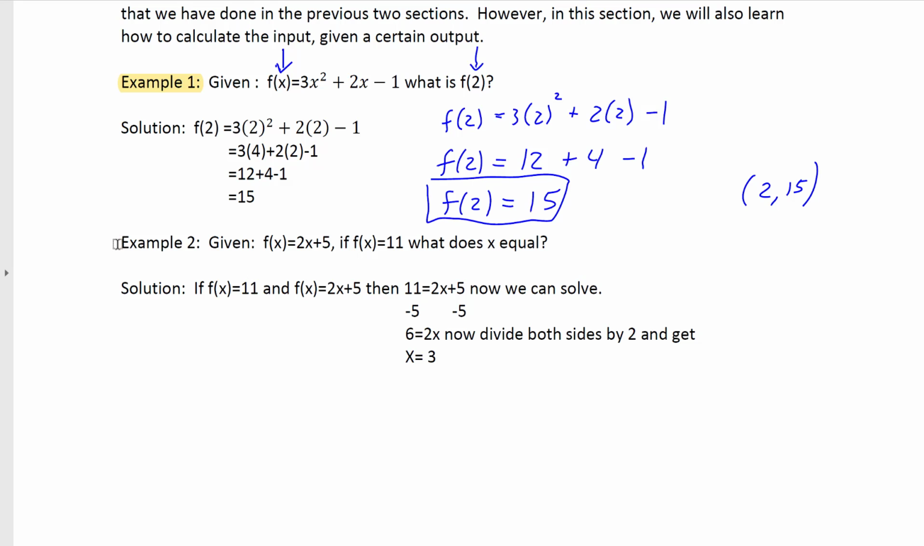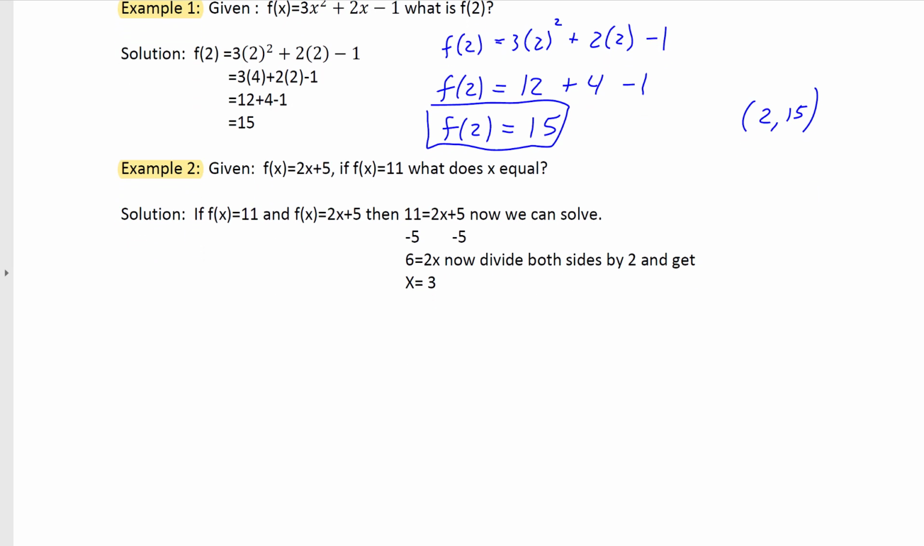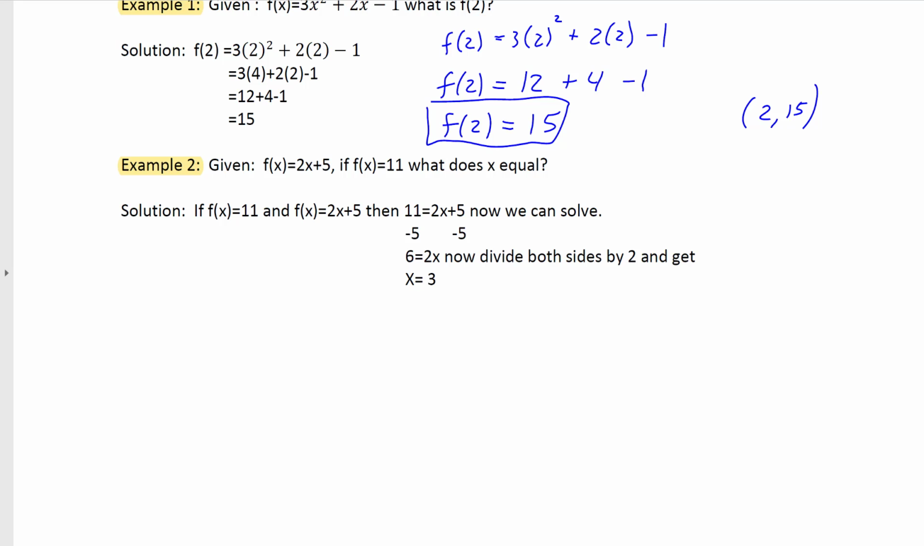In example 2, this is the one that's a little bit different, a little weird. It's not too bad though. Don't let me scare you off. All right, here we're given f of x is equal to 2x plus 5. So let me write that down here. F of x is equal to 2x plus 5. And we're also told that f of x equals 11. And then we're asked, what does x equal if that's true? So we also have f of x is equal to 11.